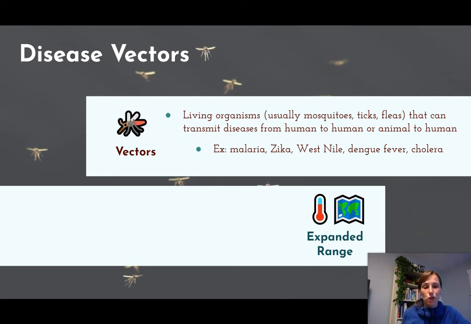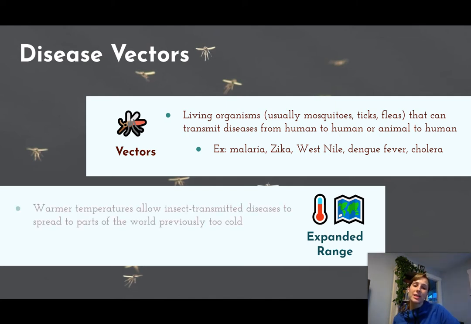Now, as the temperatures warm, we are going to get an expanded range for these. The warmer temperatures are going to allow insect-transmitted diseases to spread to parts of the world where they were previously too cold. If they tended to stay near the equator because that's where it was warm, that's no longer going to be the case. They're going to be moving farther and farther, which means it's no longer just these areas that are at risk for malaria, Zika, and West Nile. It's going to be pushed up into areas where we have not had that be a danger.